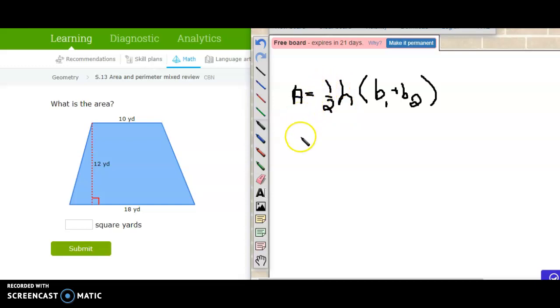So now we're going to plug in the numbers it gives us. Your height typically is represented by a dotted line. Anytime you have a trapezoid or if you have a triangle, a lot of times, remember, they represent that height by a dotted line. So I'm going to take half of my height, in this case that's 12, times my bases added together. It doesn't matter which base you put first. I'm just going to use the 10 and then the 18.